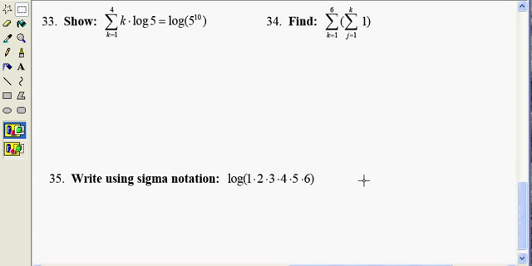Okay, we're going to tackle 3 more homework problems together. How about 33? We're supposed to show that this equation is true. So let's start with the left-hand side. We will copy it and paste it over here, and we're going to try and end up at the right-hand side. This requires that you know 2 of the log properties.